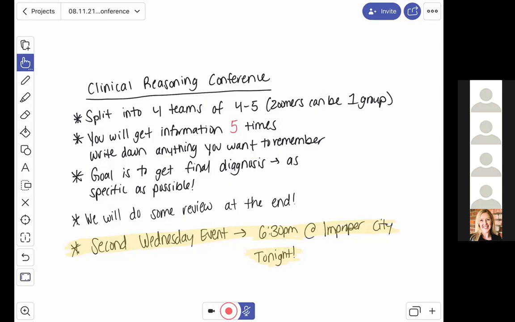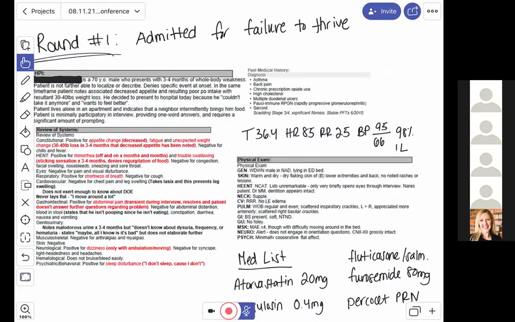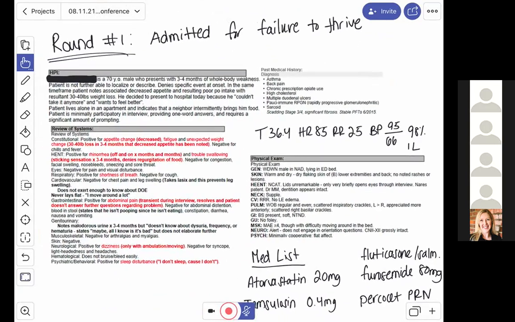So here is our first piece of information, and I will read this out to you. We have a 70-year-old male. He's admitted coming in with 3 to 4 months of whole body weakness. He's not able to further localize or describe. He denies any specific onset or onset event. In the same time frame, he's noticed he's had decreased appetite and decreased PO intake. He's lost about 30 to 40 pounds. He came to the hospital today because he couldn't take it anymore and he wants to feel better.